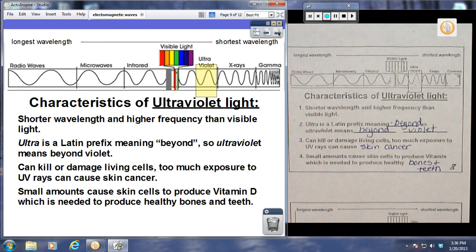Too much exposure to UV rays can cause skin cancer, and there's different types of UV rays. Scientists are finding now that it's better to not just protect against UVA, but there's UVB rays, and so we have different companies that create different sunscreen, and the sunscreen is just supposed to give you a little bit of a protectant layer and let those UV rays bounce off of you instead of soak into your skin. It allows you to be outside a little bit longer than normal. Small amounts, though, of UV light is good because it will help your skin cells to produce vitamin D, and that's necessary to produce healthy bones and teeth.